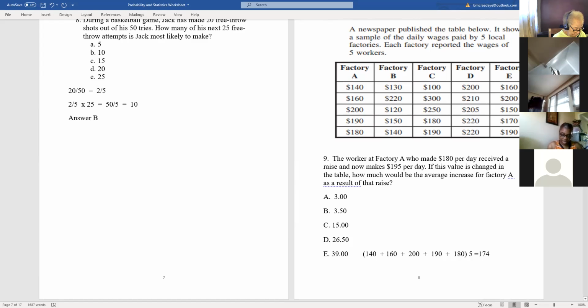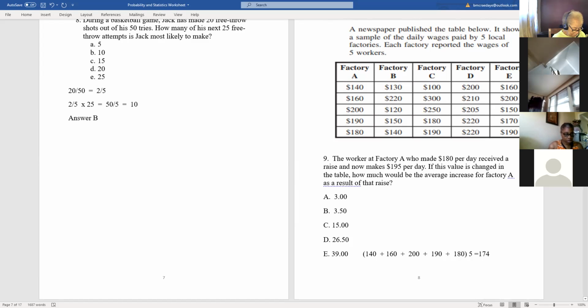Okay, the first average, when you add all up and then you divide it by 5, what did you get? When you add all up, you get 1020. And then when you divide by 5, you get 204. Did everybody get 204? Yeah, that's correct.